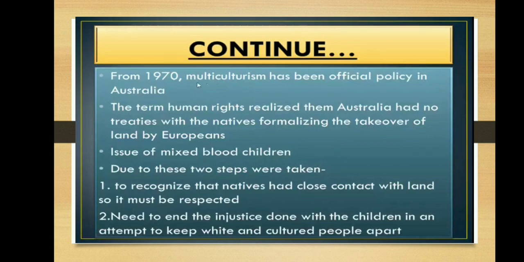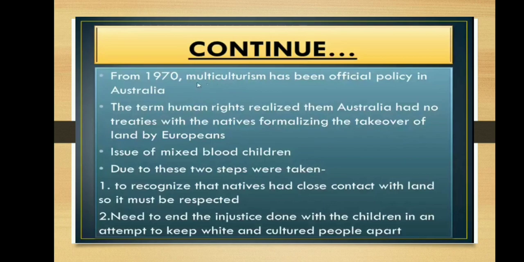That means in Australia people of different cultures were now permitted to adopt and follow a culture of their own choice. The term human rights made them realize Australia had no treaties with the natives formalizing the takeover of land by Europeans. And due to the Human Rights Commission that came into force from the 1970s, the basic rights of the Australian people started to be preserved. Steps were taken to recognize that natives had close contact with land, so it must be respected.